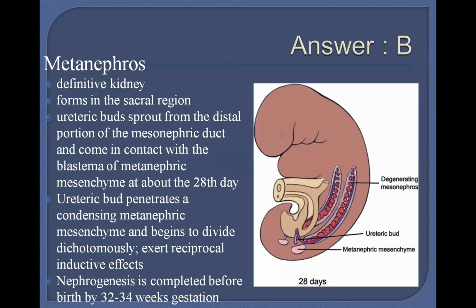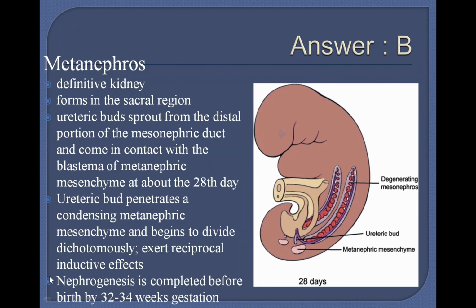So just a few descriptions about metanephros. It is the ultimate definitive kidney which forms in the sacral region. It is formed when there is sprouting of ureteric buds from the distal portion of the mesonephric duct. These come in contact with the blastema of the metanephric mesenchyme, which happens at around the 28th day. The ureteric bud penetrates a condensing metanephric mesenchyme, and there is continuous dichotomous division, which will exert some inductive effects on the overall system, resulting in formation of the nephrons. So the entire process of nephrogenesis is completed before birth, by around 32 to 34 weeks of gestation.